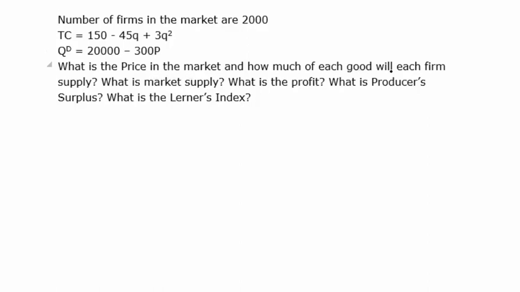How much of each good will the firm supply? What is the market supply? What is the profit? What is the producer's surplus? And what is the Lerner's index? So we're assuming we're profit maximizing here. In order to find the price and quantity supplied by each firm, we would use the relationship for profit maximization in perfectly competitive markets of price equals marginal cost. Even though we don't know our price, we could still set it equal to our marginal cost.